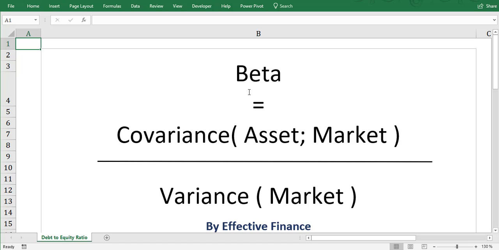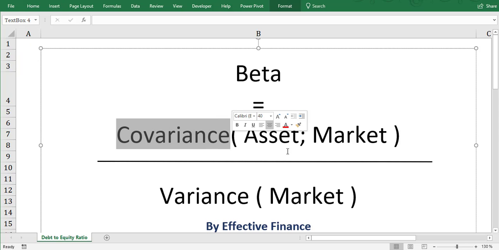Beta is actually a measure of the volatility of an asset in comparison with the market. We calculate it by dividing the covariance between the asset and the market by the variance of the market. Let's have a look at a concrete example.